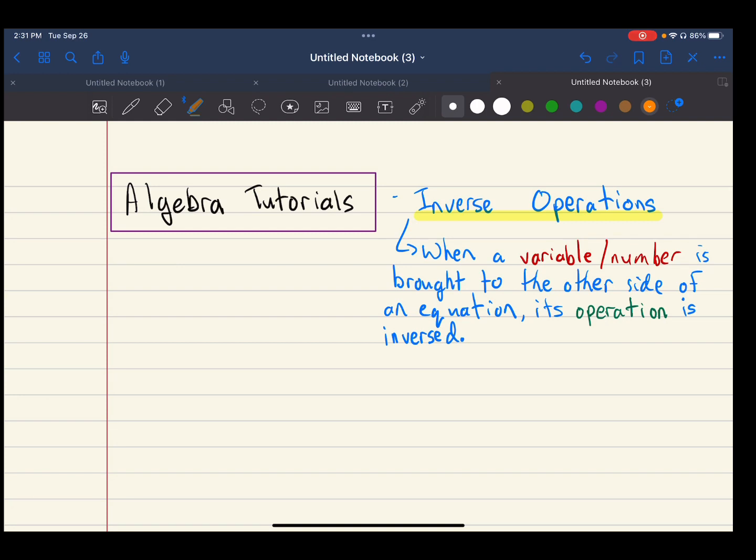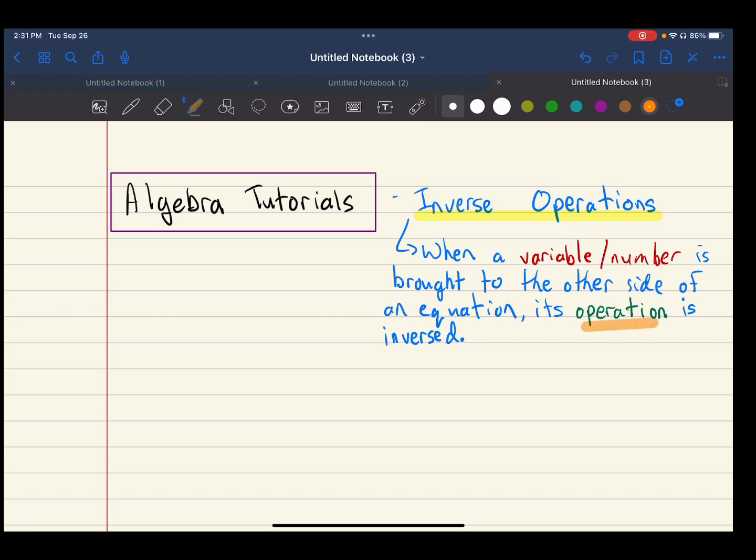So a lot of the times, what happens when people can't find themselves progressing in science and math, specifically the chemical and physical sciences, is their lack of confidence or inability to do algebra properly and quite quickly. And the center of algebra is to do something called inverse operations. And when we say inverse operations, we're talking about when a variable or a number is brought to the other side of the equation. It doesn't matter if it's the left side or the right side.